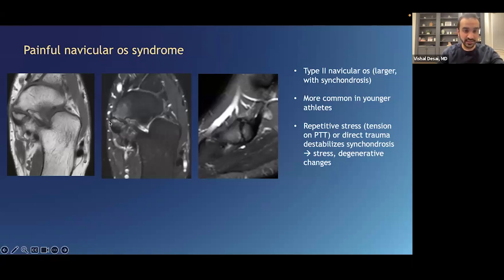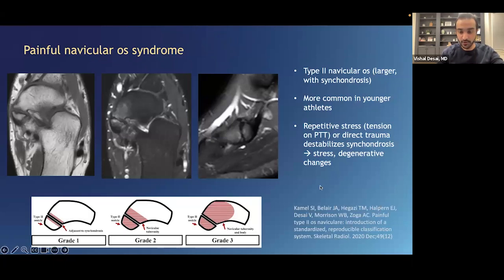Regardless of the mechanism, it will present as stress across that synchondrosis. And as it becomes more of a chronic process, degenerative changes across it. Some smart guys over at Jefferson came up with a grading system for this to help assess severity and possibly guide treatment.